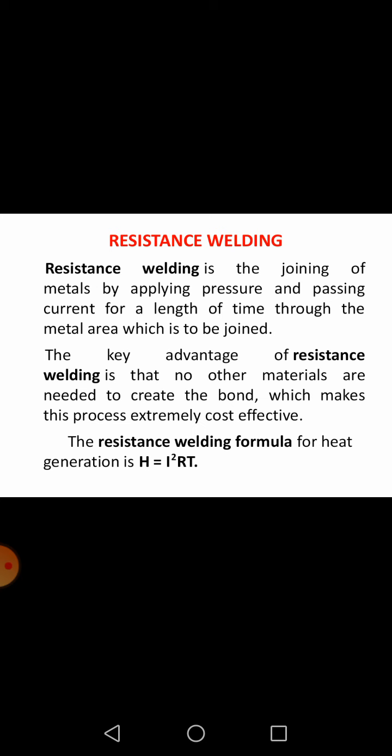The resistance welding formula for heat generation is generally H equals I squared R T, where H is the generated heat, the unit is joule; I is the electric current, the unit is ampere; R is the electric resistance, the unit is ohm; and T is the time of current flow, the unit is second.